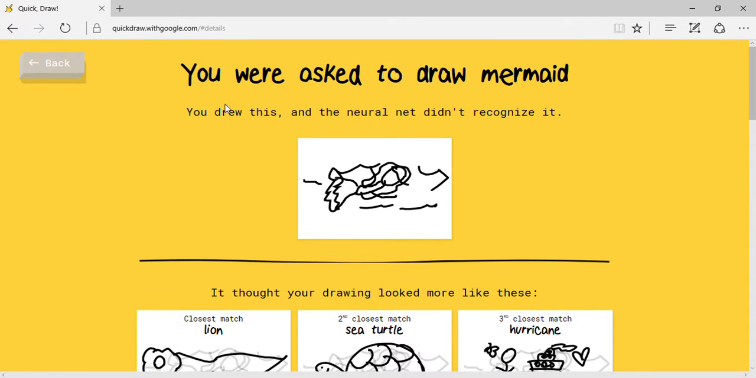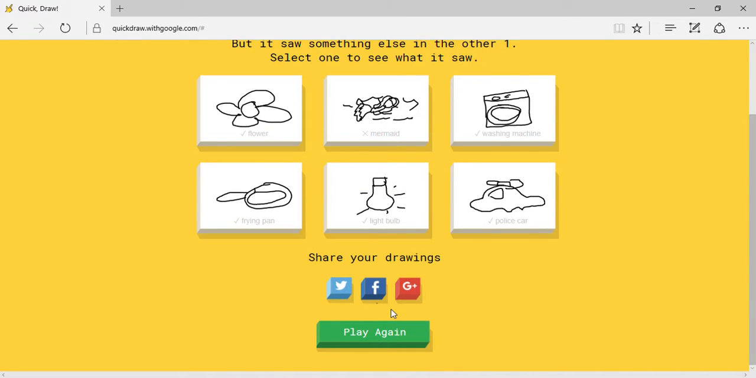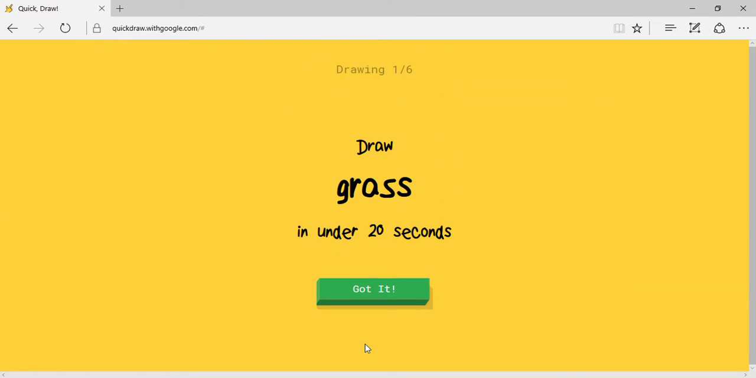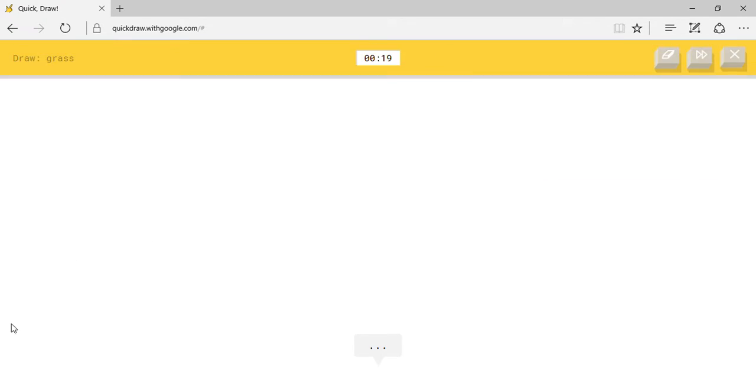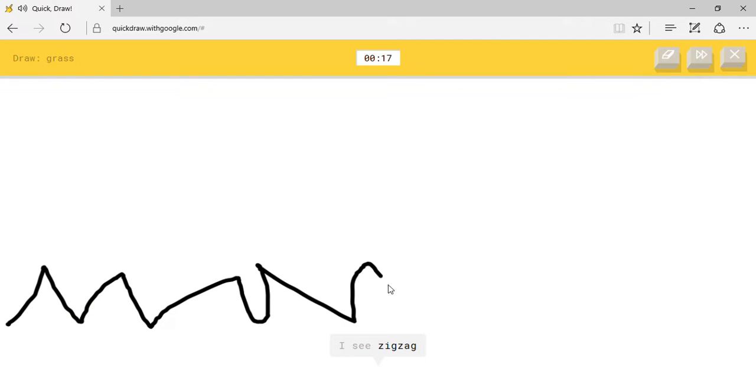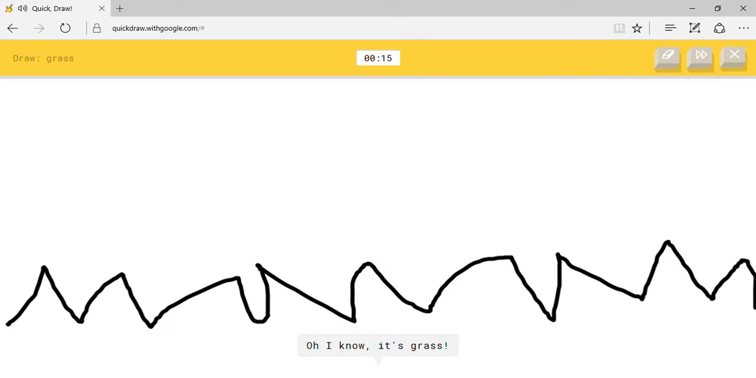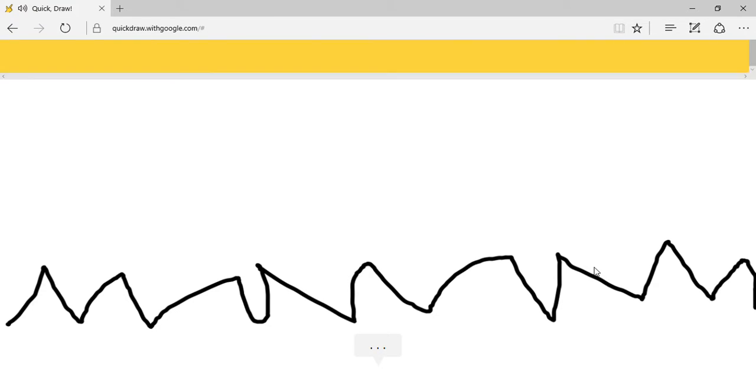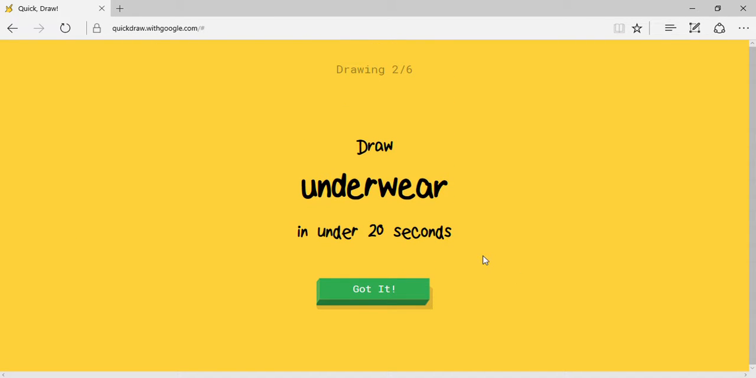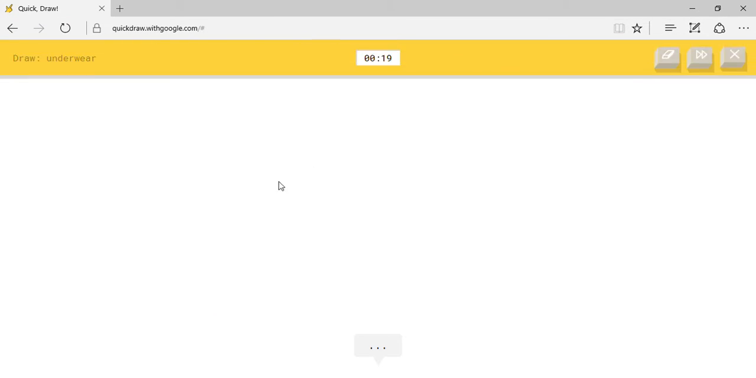Okay, let's go back and let's play again. Let's draw grass. So this is easy. I see zigzag or ocean. Oh, I know. It's grass. Underwear. Oh, I already guessed it.